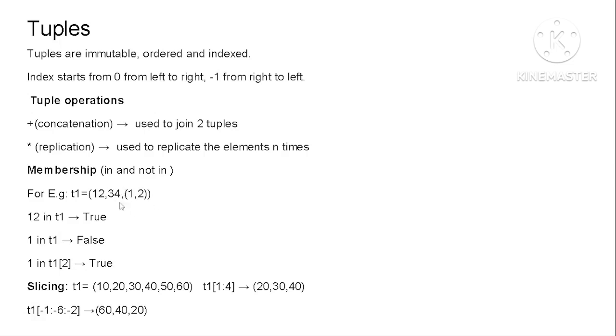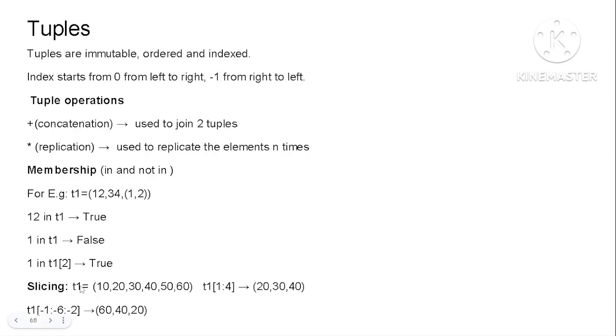Always while checking, it will compare a whole element together. So 1 equal to (1, 2) is not correct. So it does not find this element and it returns false. Whereas when you give 1 in T1[2], then it becomes 1 in (1, 2). Now it becomes true.